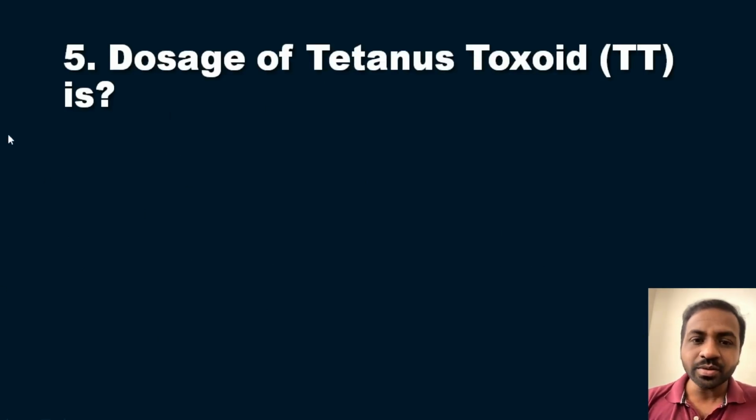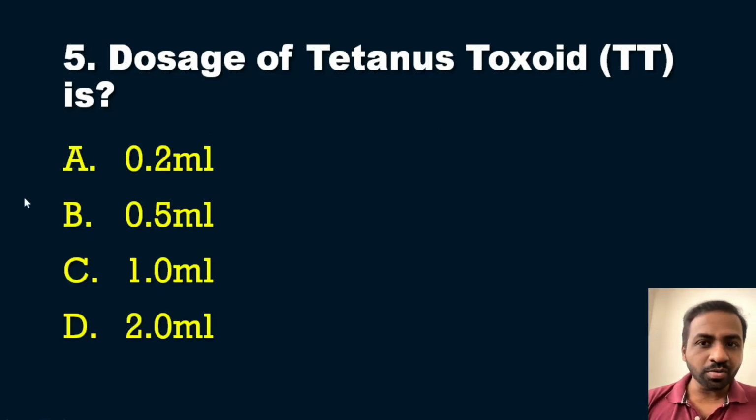This is a very easy question. Dosage of tetanus toxoid is. So what is the dosage of tetanus toxoid? The options for you are option A 0.2 ml, option B 0.5 ml, option C 1 ml, and option D 2 ml. So what is the dosage of tetanus toxoid? That is a very simple question for you.